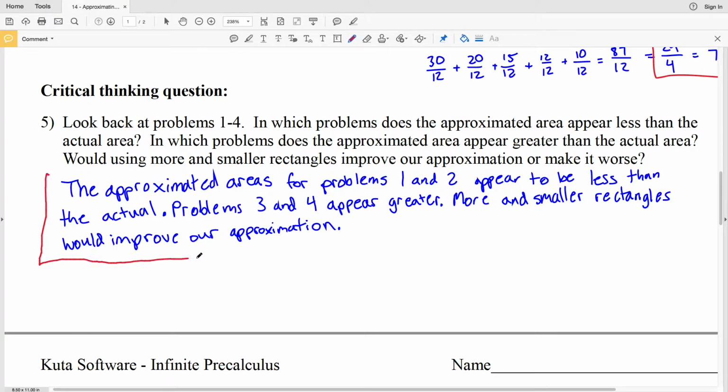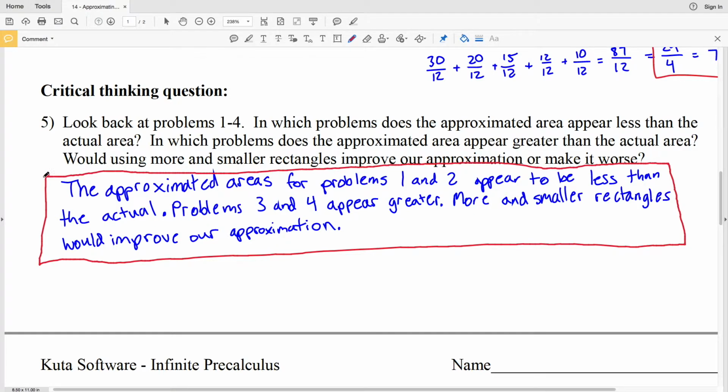And it's a little redundant to say more and smaller because if we're looking at the area of more rectangles over the same area, then of course those rectangles would need to have a smaller width, making them smaller.